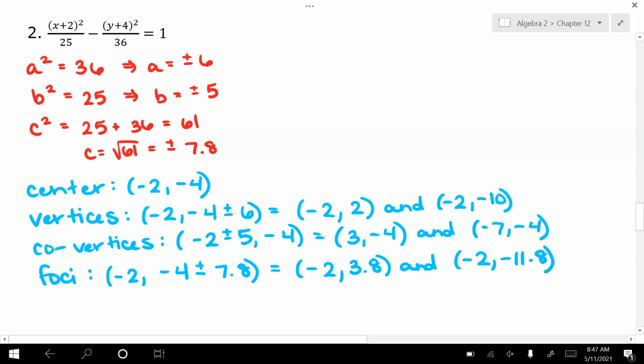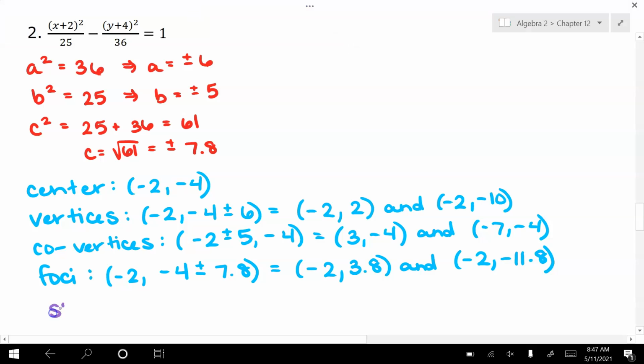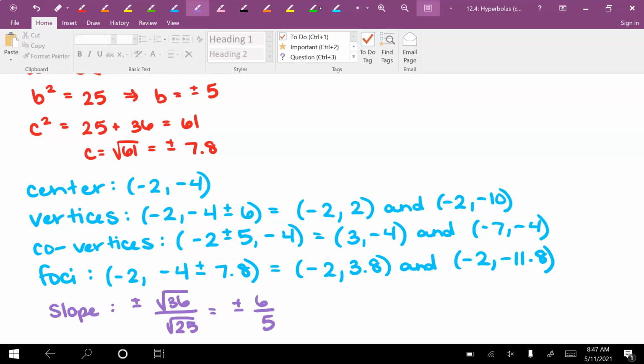Okay, so I'm using the right-hand side of my chart to fill all of this information out. Last I'm going to add here is my slope for those two asymptotes. So the number underneath the y is the 36, and the number underneath the x is the 25. So this is going to come out to be plus or minus 6 over 5 for that. So now I'm going to graph all of this.